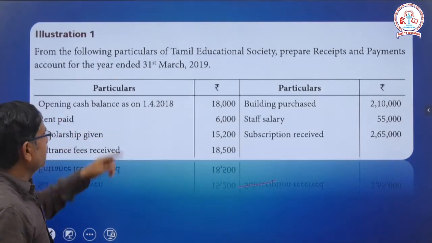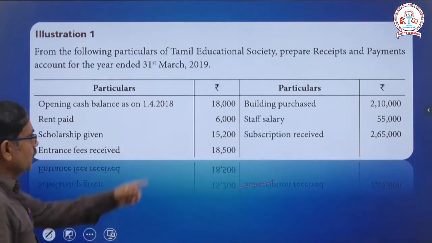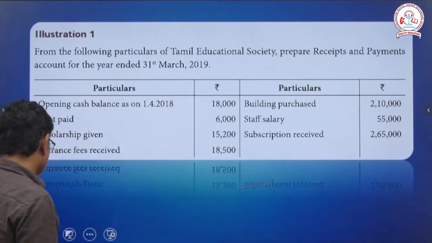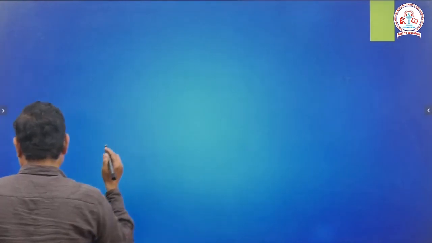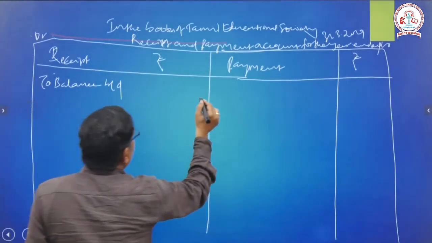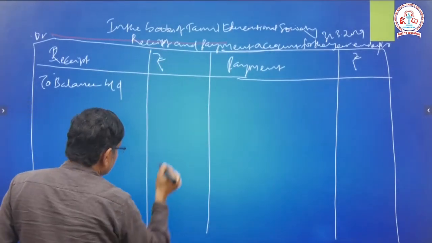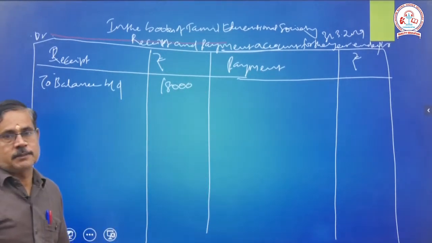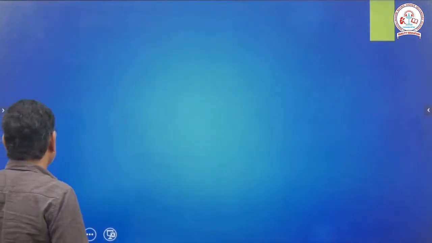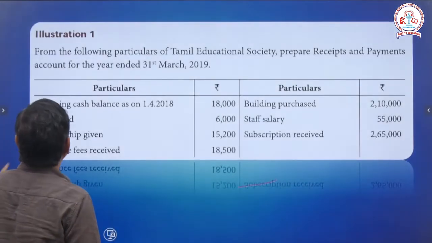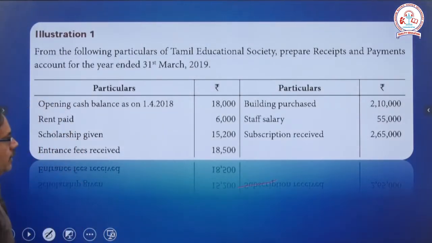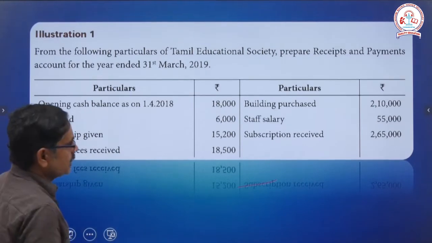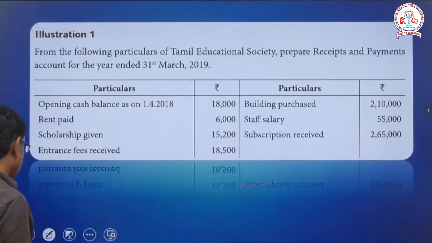See the opening cash balance on 1/4/2018, the value of 18,000. It will appear here, $18,000 opening cash balance, right. Next, rent paid. So, rent paid rupees 6,000 will appear on your payment side, okay.